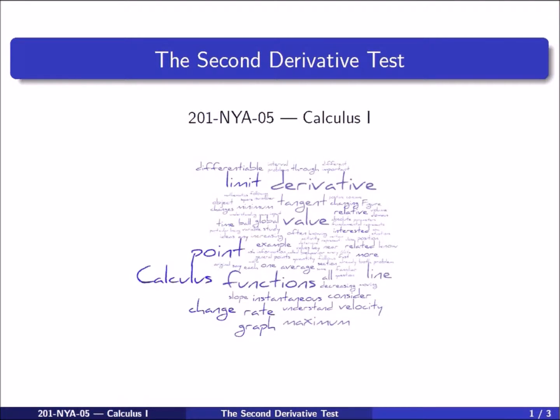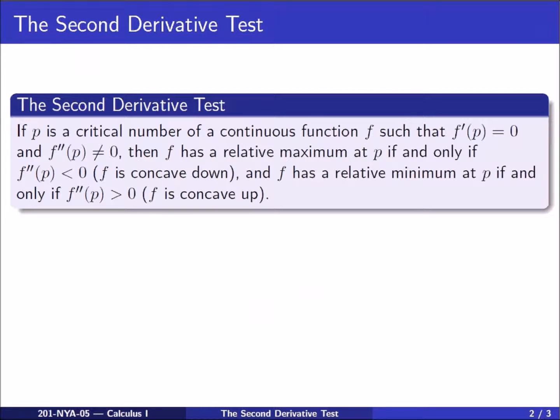Welcome. So in this video we're going to look at an example where we apply the second derivative test. Now that test says that if p is a critical number such that f prime of p is 0 and f double prime of p, so the second derivative, isn't 0, then f has a relative max at p if and only if its second derivative is negative, which means that the function at p is concave down.